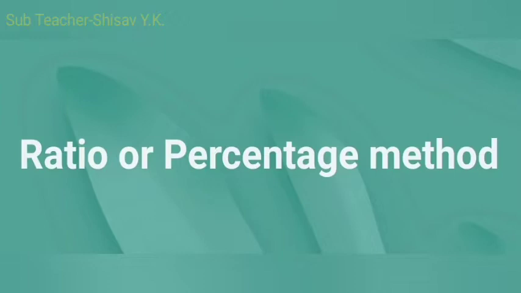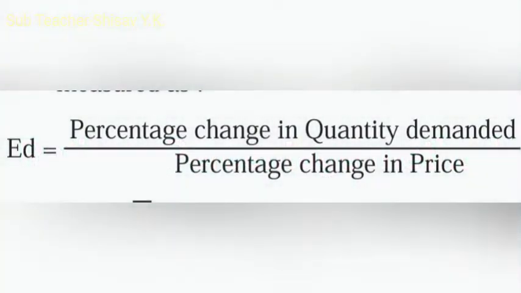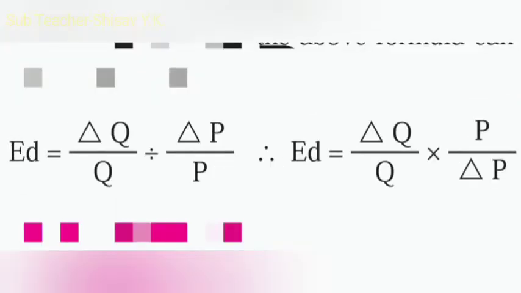According to this method, elasticity of demand is measured by dividing the percentage change in demand by the percentage change in price. Percentage method is also known as arithmetic method. Price elasticity is measured as ED is equal to percentage change in quantity demanded upon percentage change in price. That means ED is equal to percentage delta Q upon percentage delta P.